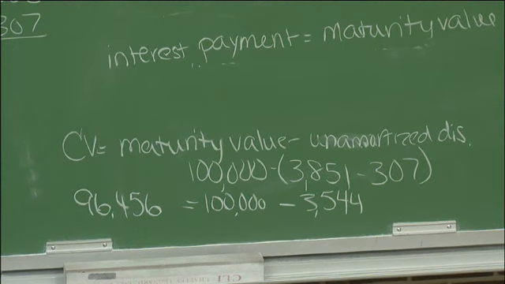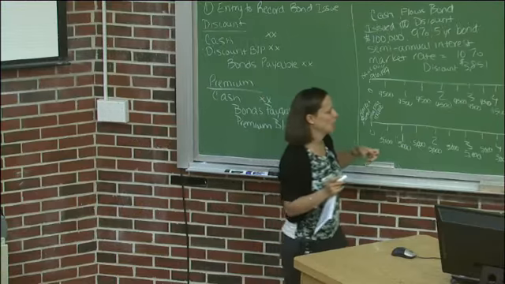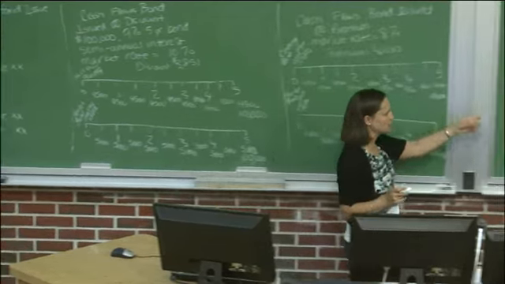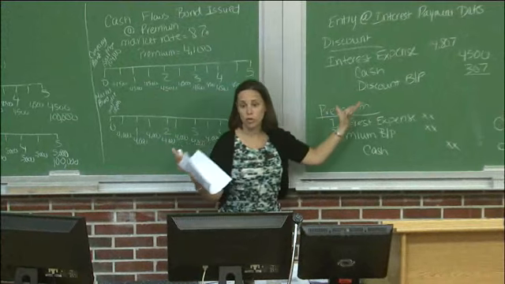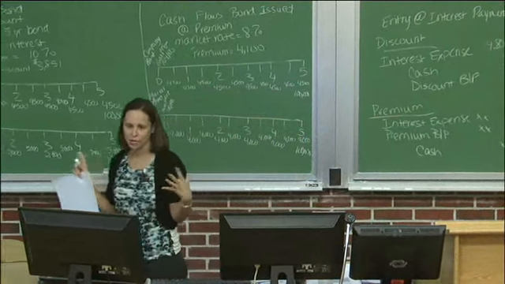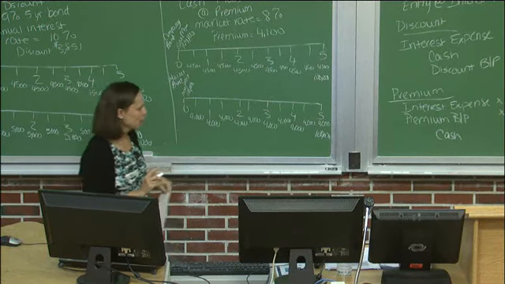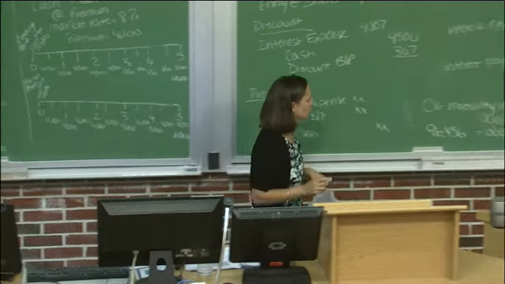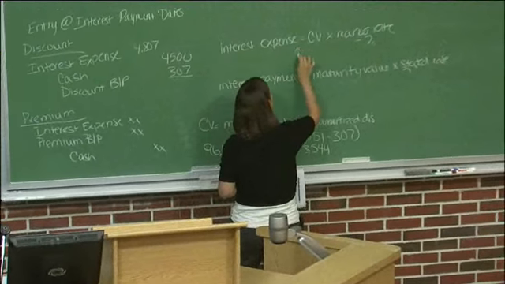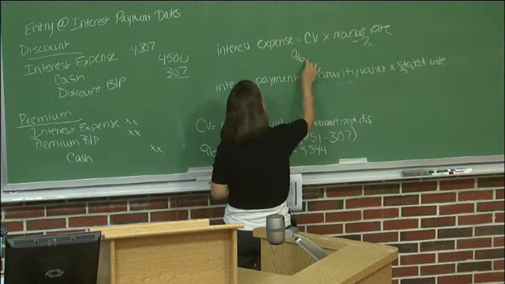A lot of people will say, well, couldn't you just take this issue price of $96,149 and add the amount of discount that you amortize? You could do that, and it just depends how you look at it. Okay, so now the carrying value is $96,456. So we put this into our equation.